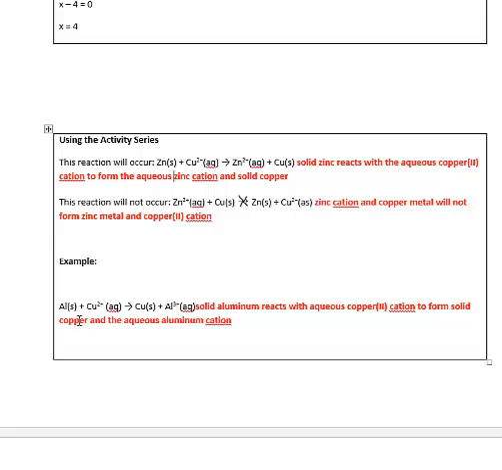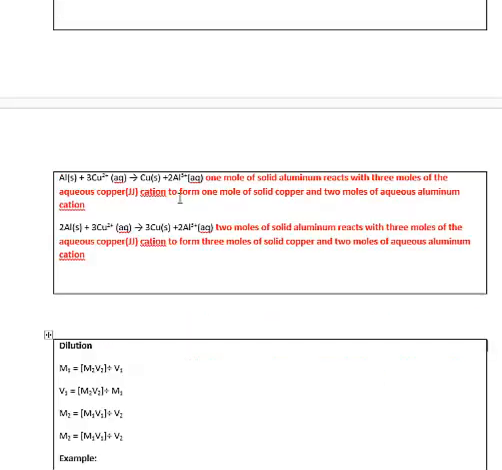Example. Solid aluminum reacts with aqueous copper plus 2 cation to form solid copper and the aqueous aluminum cation. 1 mole of solid aluminum reacts with 3 moles of aqueous copper 2 cation to form 1 mole of solid copper and 2 moles of aqueous aluminum cation. 2 moles of solid aluminum reacts with 3 moles of aqueous copper 2 cation to form 3 moles of solid copper and 2 moles of aqueous aluminum cation.